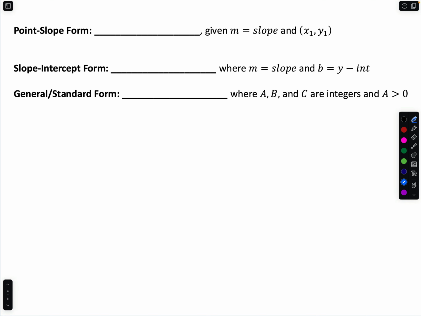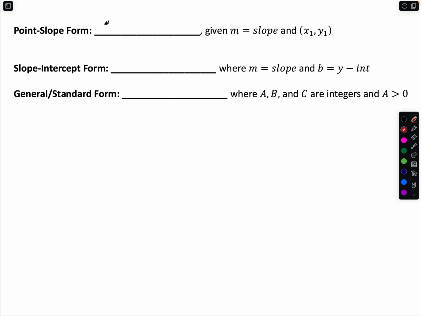Okay, so there are 3 forms of linear equations. There's point slope form, slope intercept form, and general or standard form. And often the form that we use is going to be dependent on what information they give us in our problem. So point slope form, in order to write an equation in point slope form, we need a point and a slope.